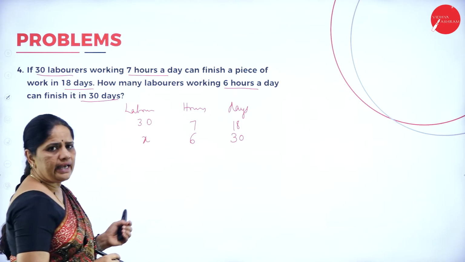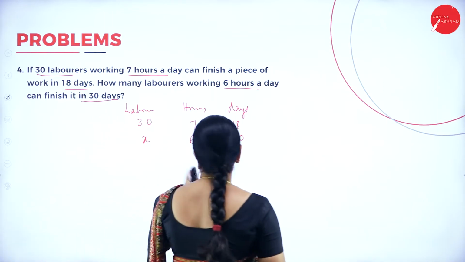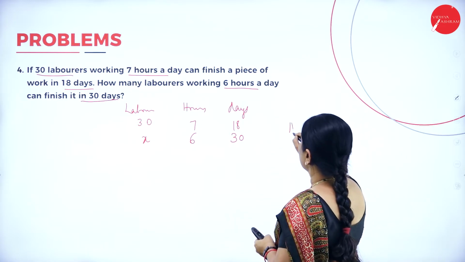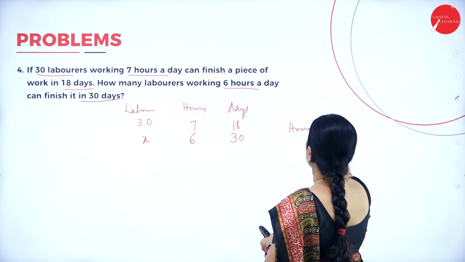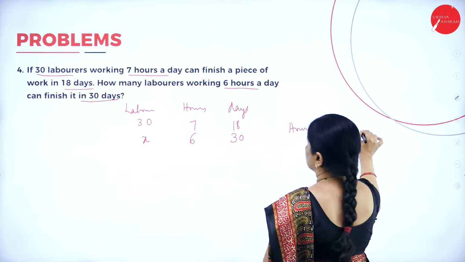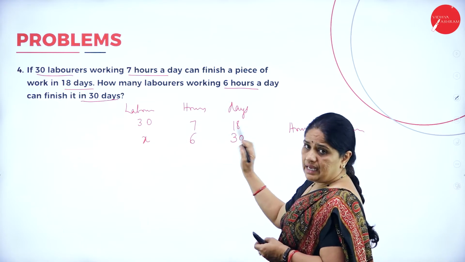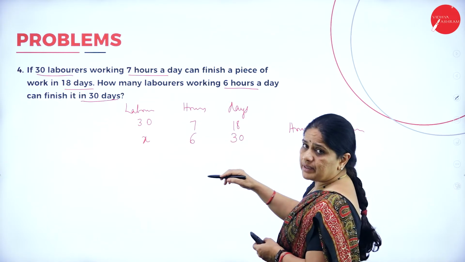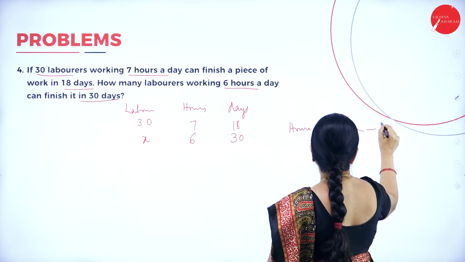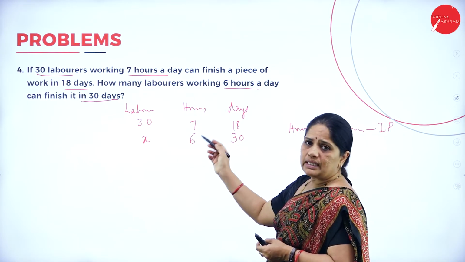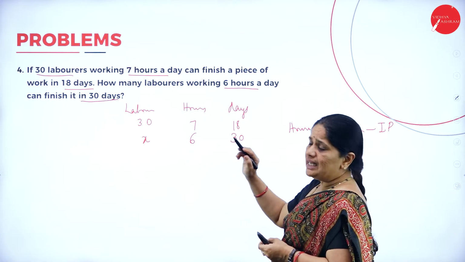We don't know x. Now we will have to compare the laborers with hours. If the hours are less, then the labor will be more. So it is inverse proportion. If the hours are more, then the labor needed will be less.